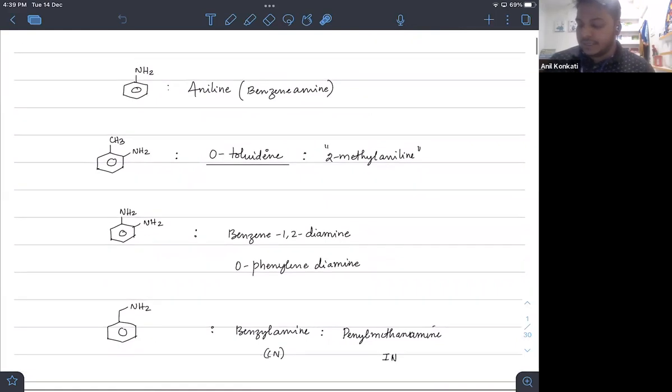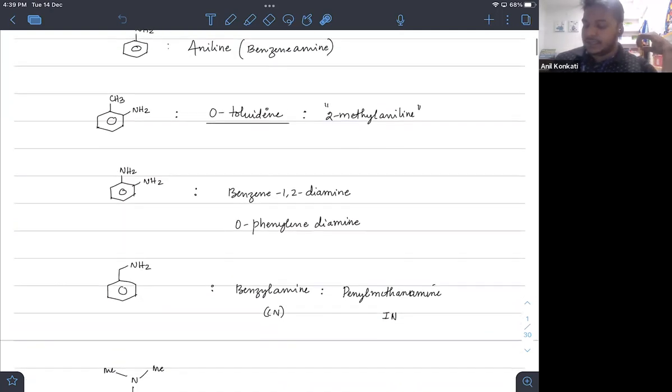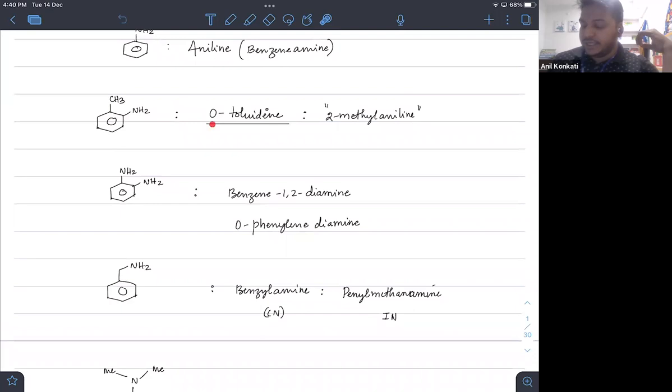And aniline is also known as benzene amine, or aminobenzene. Either way you can put it, but the common name and IUPAC name are both accepted as aniline. And then you can see O-toluidine. O-toluidine is a common name which we use for 2-methyl aniline. So here we can say it is at the second position or ortho position. So it is 2-methyl aniline.